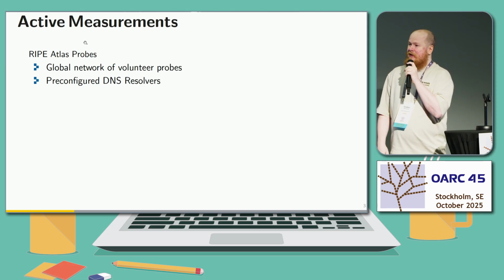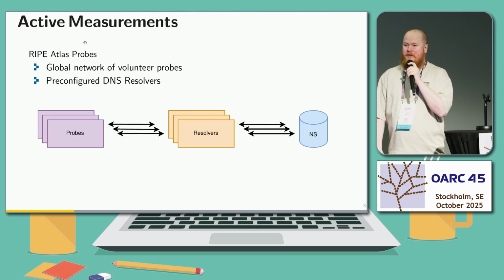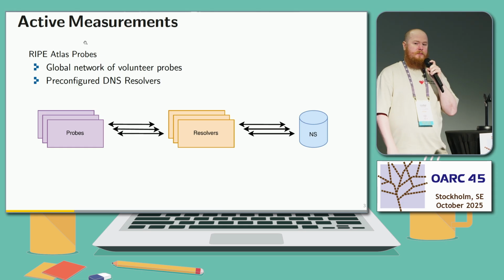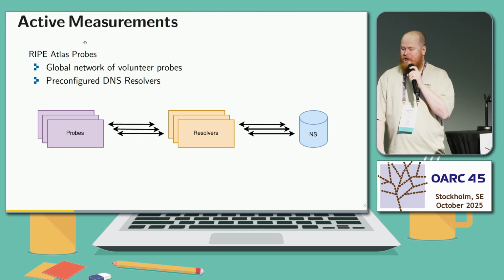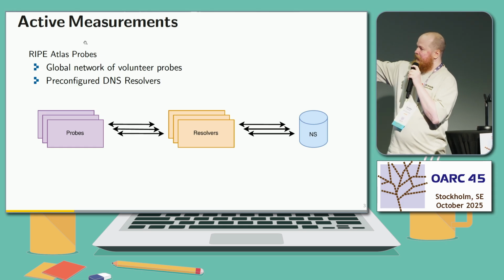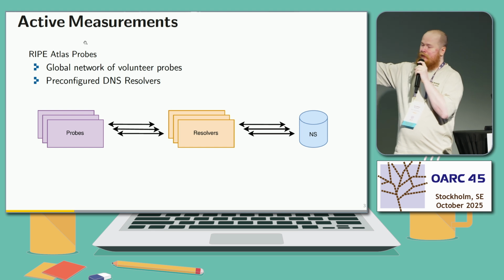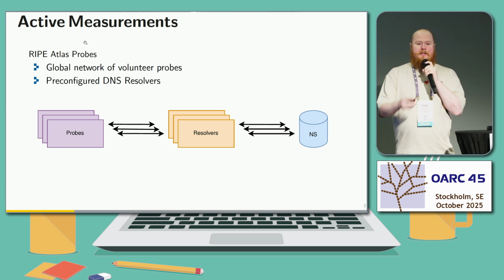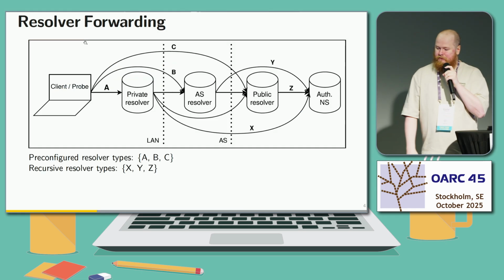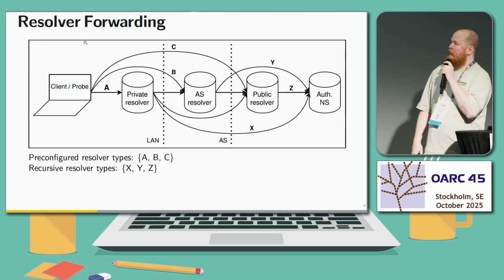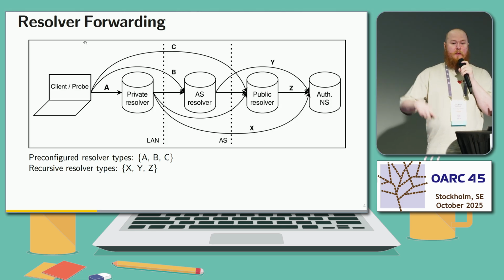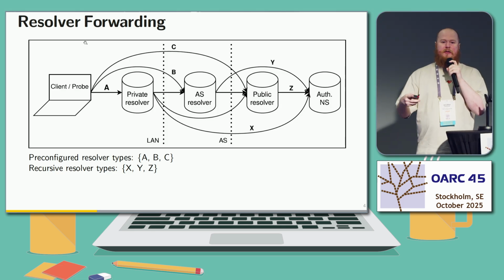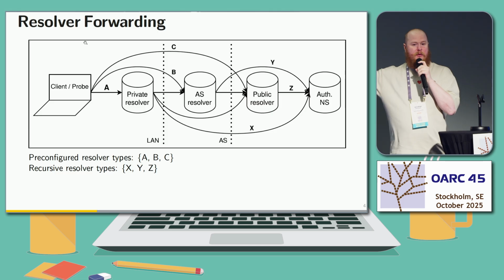Our setup when doing these measurements is that we have a bunch of probes, and these probes have configured one or more resolvers. And then we also have control over the other side of this measurement, the authoritative side. So we can send active measurements, some queries, and then we look at the responses, and then we can see what these resolvers are adopting. We're also aware that these resolvers can forward queries. So if you send a query to a resolver, it could forward the query to yet another resolver before reaching us.